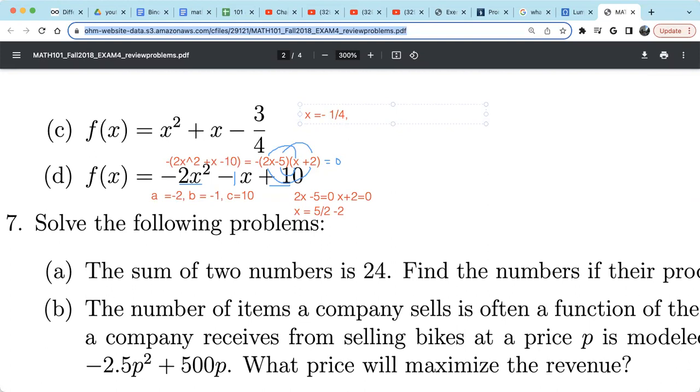So we know the vertex is on the line of symmetry. So how do we find the function value? Plug it in again. So plug in negative 1/4 for the x value. Then we get negative 2 times negative 1/4 squared, which is 1 over 16.